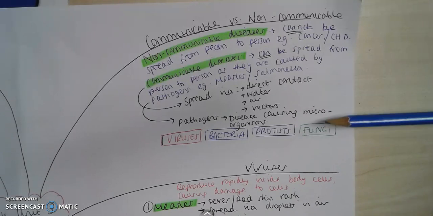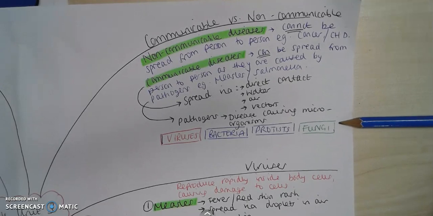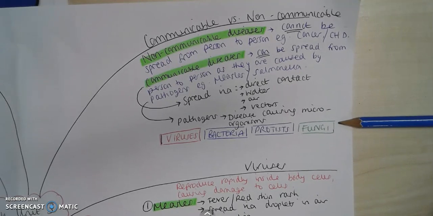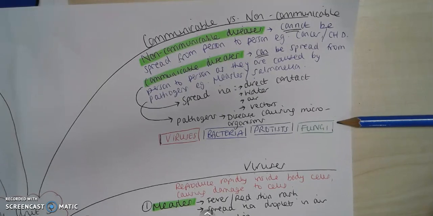Pathogens are disease-causing microorganisms, and there are 4 groups that we need to be aware of: viruses, bacteria, protists, and fungi. We're now going to look at each of the different types of pathogen and a few different examples of diseases that they cause, and symptoms and things like that.